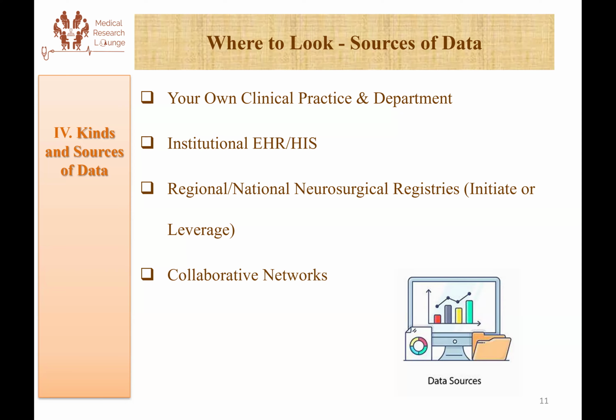Then you can look into institutional electronic health registry systems, or HMIS or EMR systems. And we can also take a look at the regional or national neurosurgical registries if they are available. We can leverage them, or if they're not available, well, now it's time to initiate that. We can start small and we can grow it into a big data source that can be utilized by everyone.